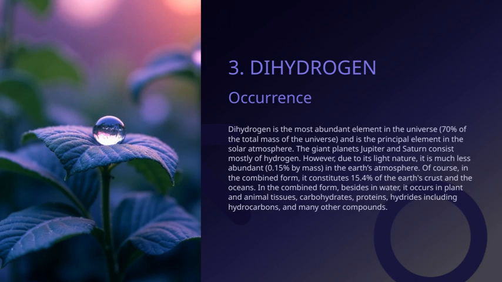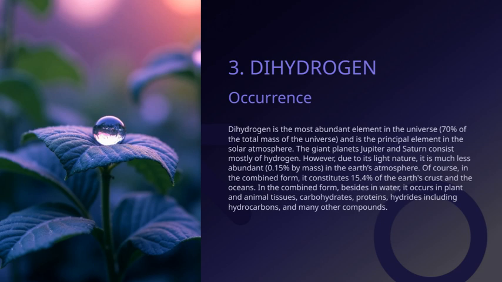Beyond water, hydrogen is found in a variety of biological and chemical compounds. It's part of plant and animal tissues, within carbohydrates and proteins, and forms hydrides and hydrocarbons. So basically, it's everywhere in the molecules that make up living organisms and many natural substances.